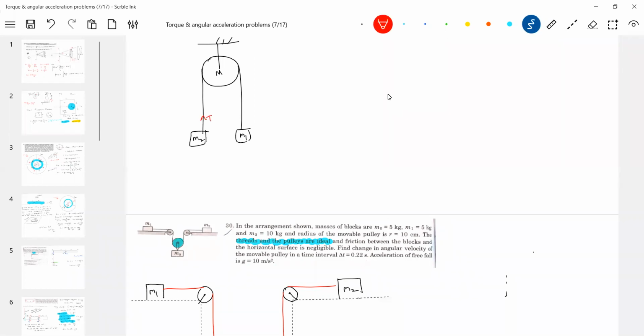Here, the tension will be T2. The tension here will be T1. Then, if M1 is greater than M2, this will move down and this will move up. Because of the tensions acting, T1 will be greater than T2 and it will rotate. So T1R minus T2R should be equal to MR square by 2 times alpha. This is similar to a circular disk.